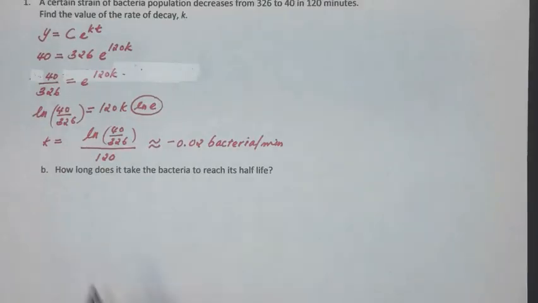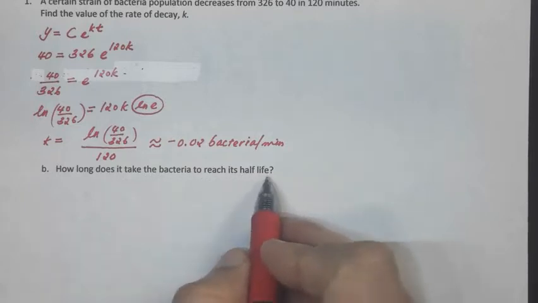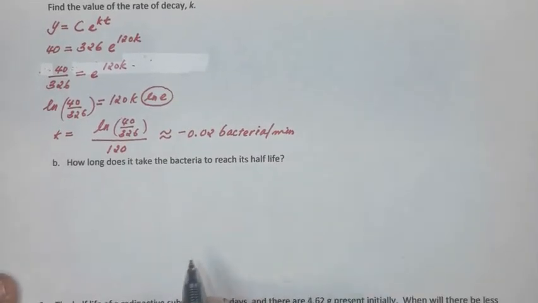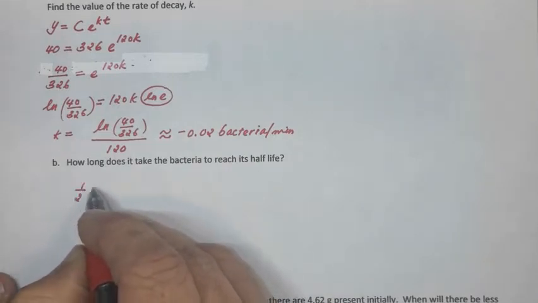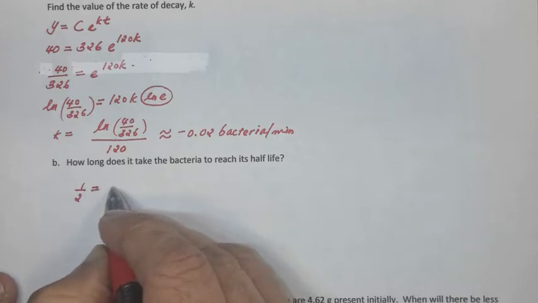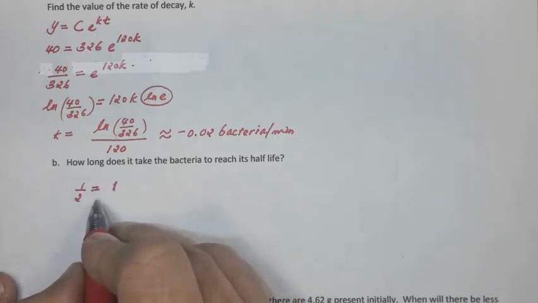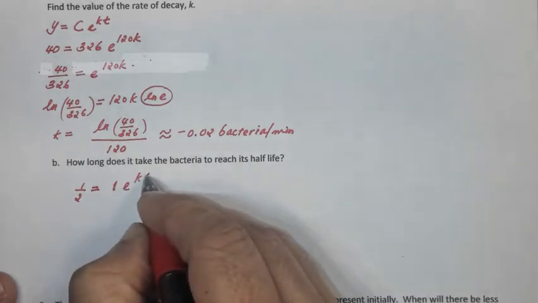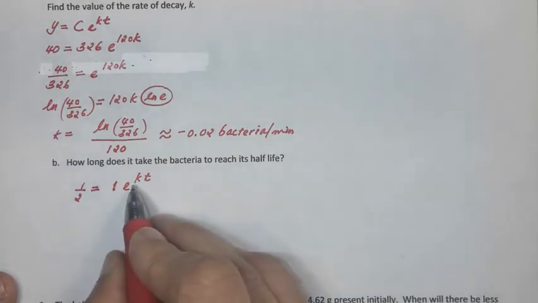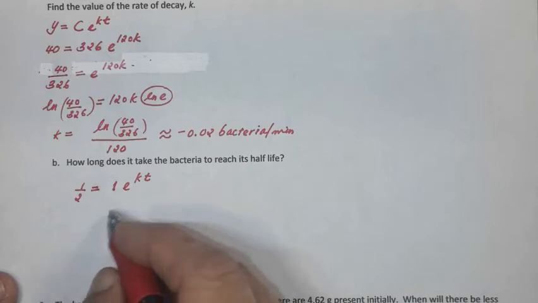The second part of it, how long does it take the bacteria to reach its half-life? So half-life is just 1/2. Half-life is reaching the whole part to its half. So 1/2 is equal to 1 times e to the power of kt. We can use the value of k from the previous section right here.